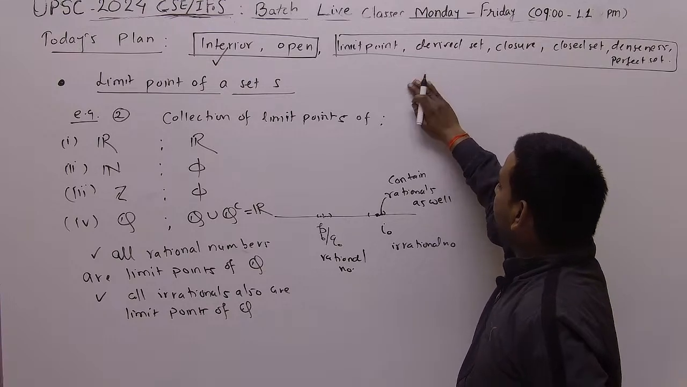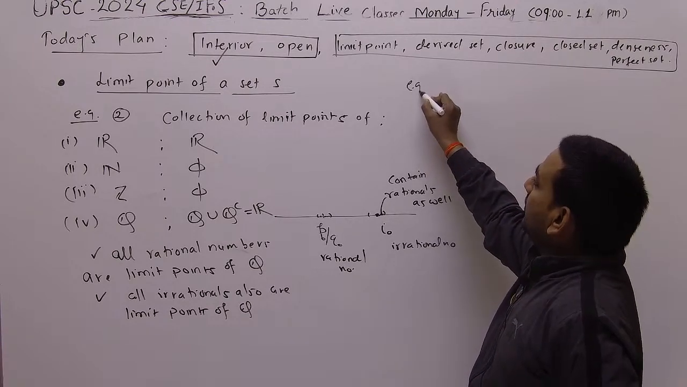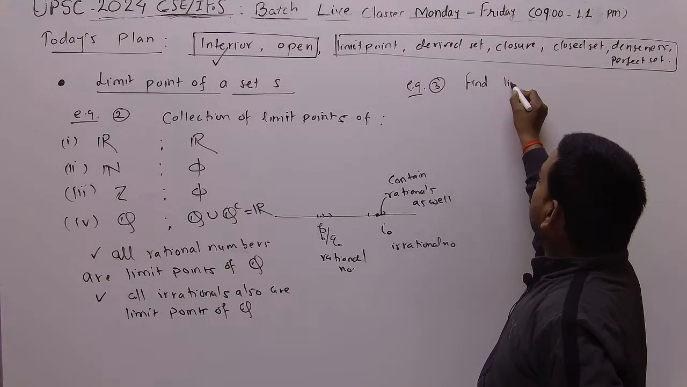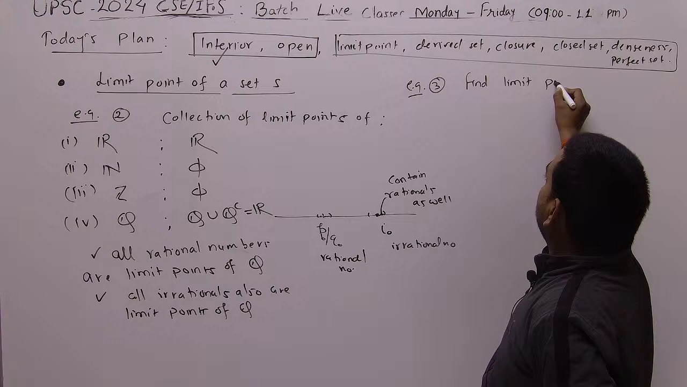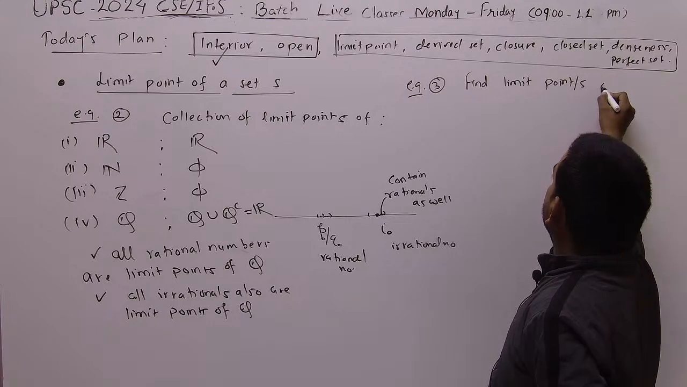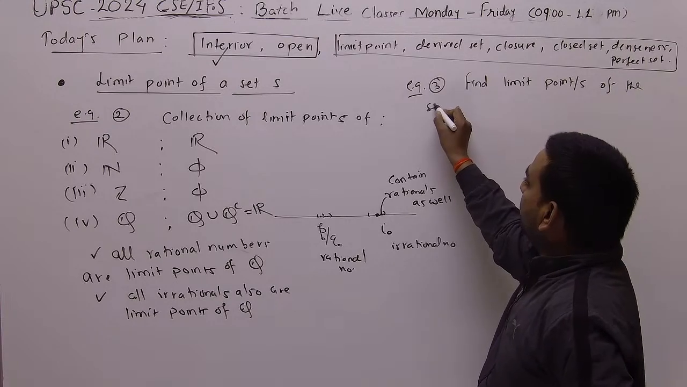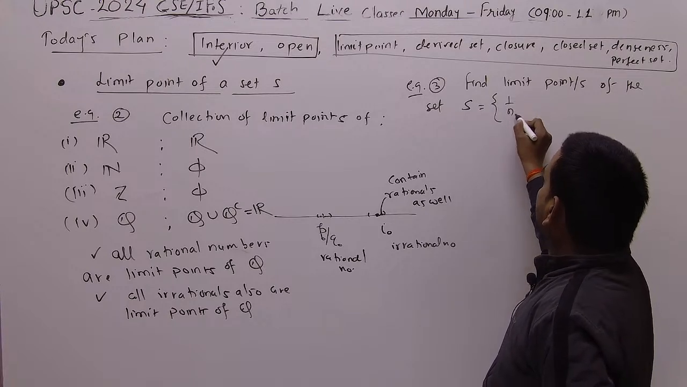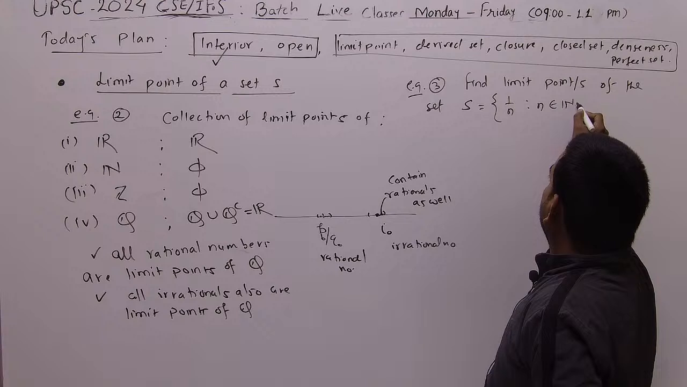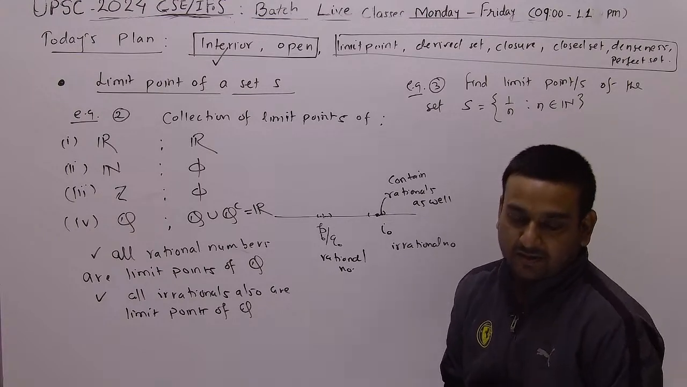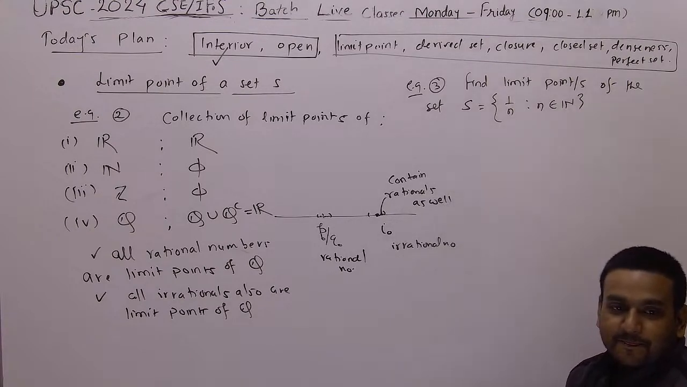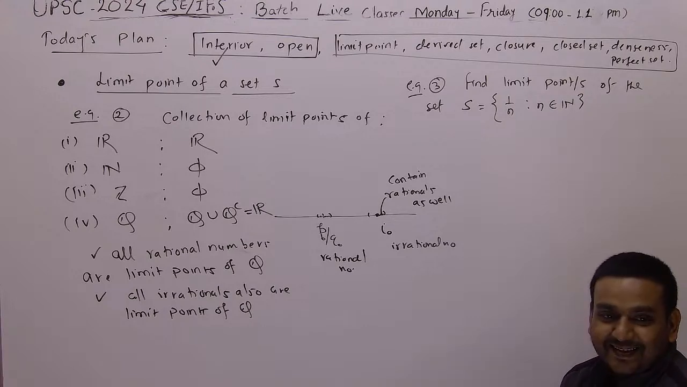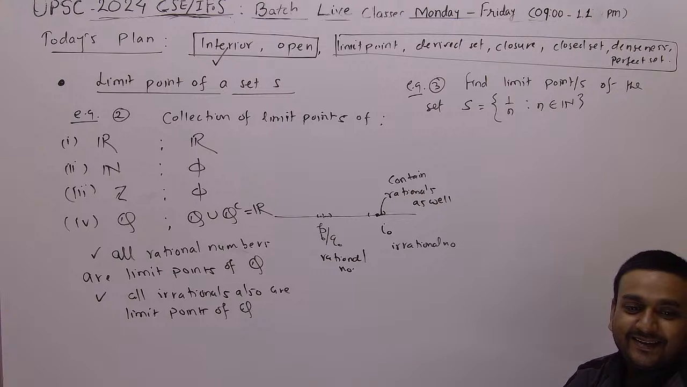एग्जांपल में थोड़ा और मजा लिया जाए. फाइंड लिमिट पॉइंट, एक या एक से ज्यादा भी हो सकता है, ऑफ द सेट S equals 1 upon n where n belongs to natural number. Please reply. It's a bit interesting as well, है ना. Please reply.